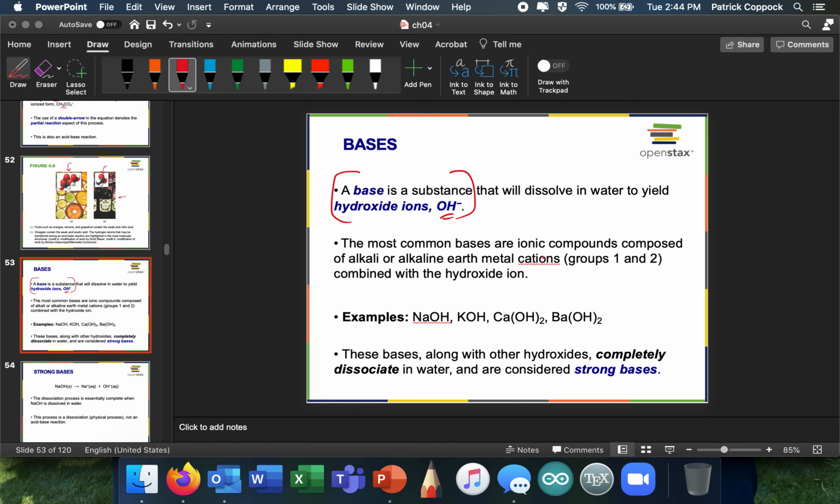Okay. The most common bases are ionic compounds composed of alkali or alkaline earth metals combined with a hydroxide. So sodium hydroxide is by far and away the most common base that we deal with. Potassium hydroxide, and here's a group 2 metal cation, so calcium hydroxide or barium hydroxide. These are the most common bases that we deal with.